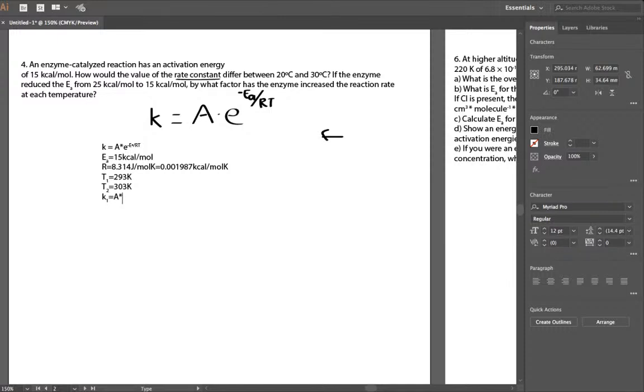The bottom side is also multiplied by the temperature, 293. So that would give you 6.464 times 10 to the power of negative 12. Okay, so that's the first constant. Let's copy that, paste that.